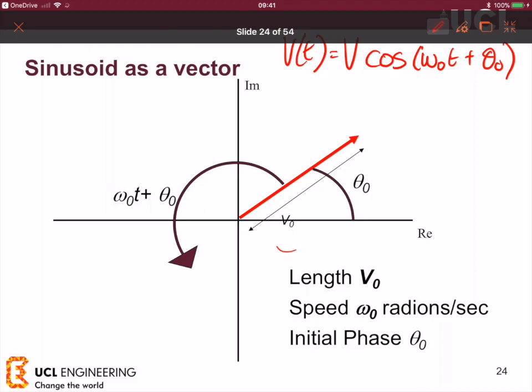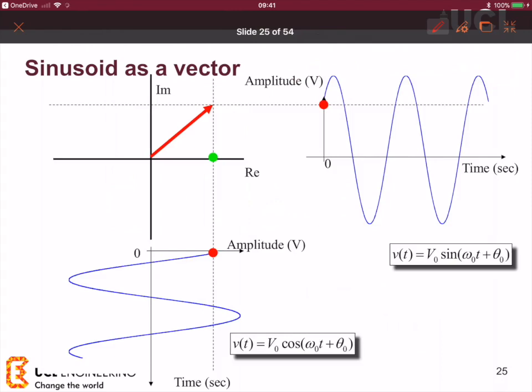So we have our 3 components here. We have our amplitude, which is the length of our vector. We have our speed, which is going to be determined by omega naught t, that's how fast it rotates, and we have our initial starting point. So if this was 0, then we would start on the real axis. If it was plus pi by 2, we would start on this imaginary axis, and so on and so forth. So we have length, speed, and phase.